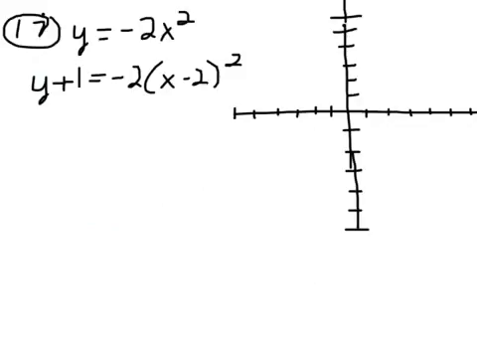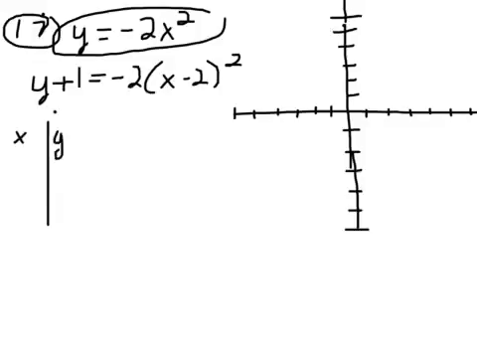All right, in problem number 17, we're going to graph this basic function y equals negative 2x squared. So I'm going to make a table. Remember, y is negative 2x squared, so I'm just going to make a table of values, and I'm going to always plug in x is -2, -1, 0, 1, and 2.